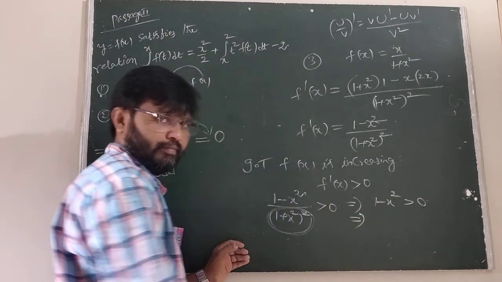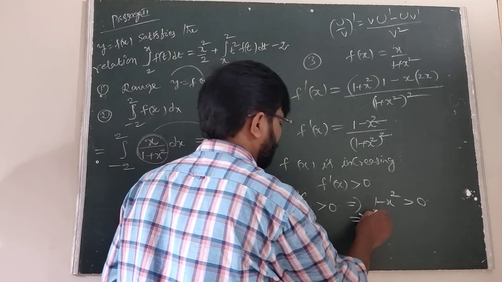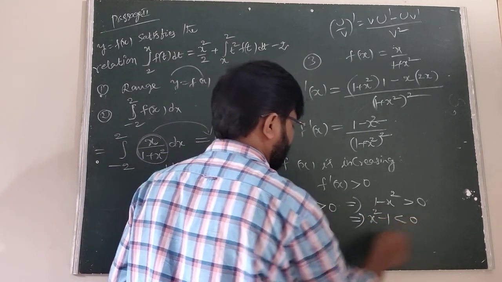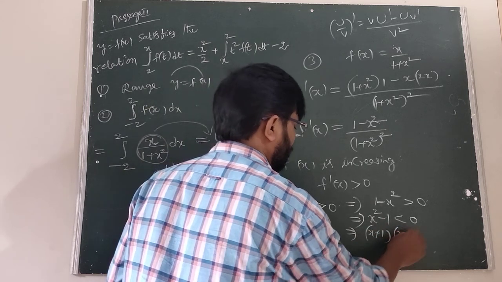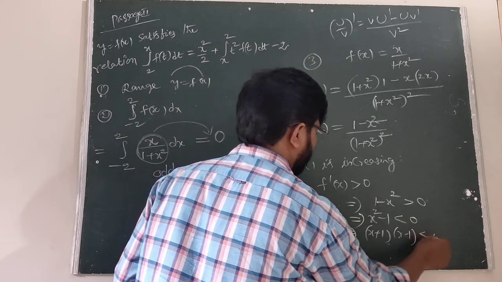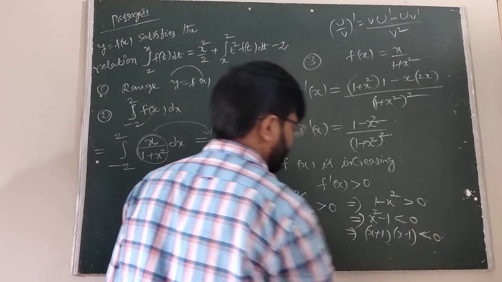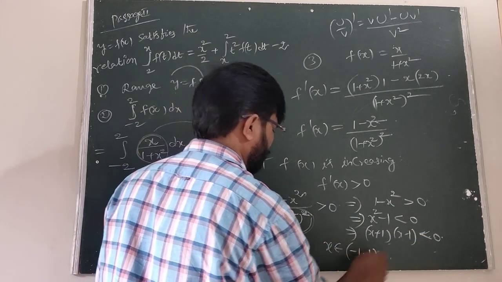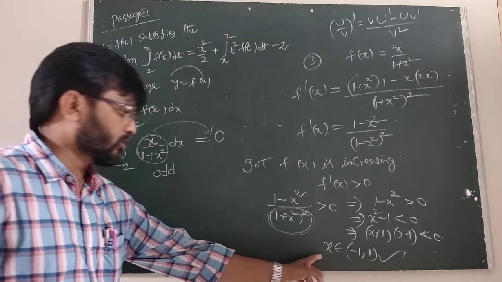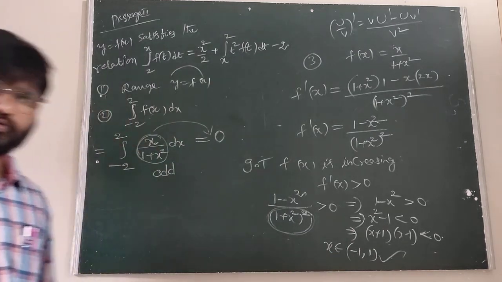Now this is a minus multiple with minus, so x square minus 1 is less than 0. How to write this one? x plus 1 into x minus 1 is less than 0. Therefore, x belongs to minus 1 to 1. Is it clear? x belongs to minus 1 to 1. Okay.